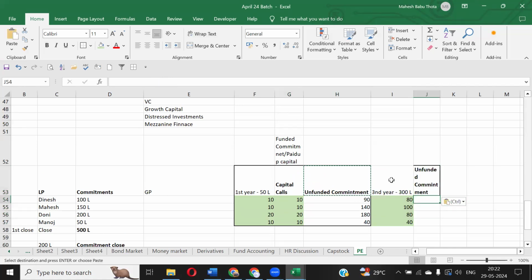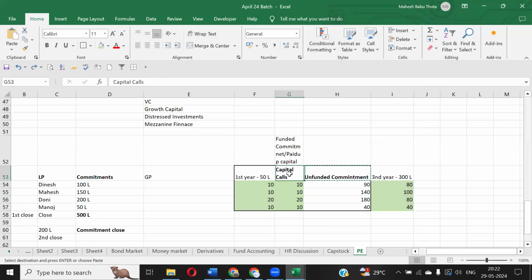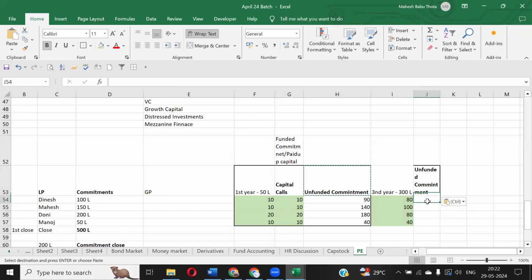Dinesh, how much? 10 lakhs. Mahesh? 40 lakhs. Dhoni? 100 lakhs. Manoj? 0, sir. So this is called the unfunded commitment after the second capital call.